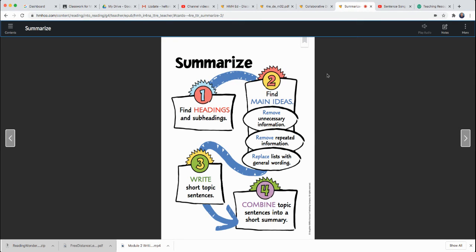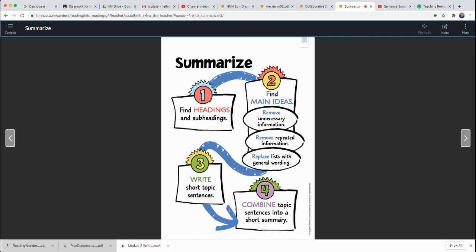So let's look at this together. Summarizing. When we're summarizing a story, we find the headings and subheadings. We looked at them together. We find the main ideas. We remove unnecessary information. We remove repeated information. And we replace lists with general wording. And then we write short topic sentences. And we combine topic sentences into a short summary.